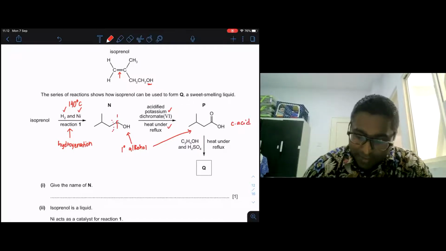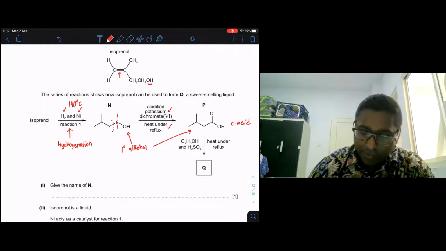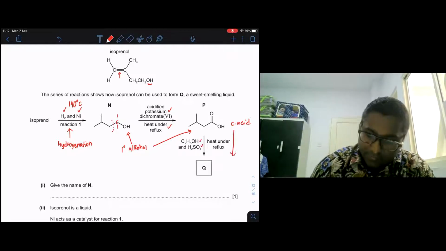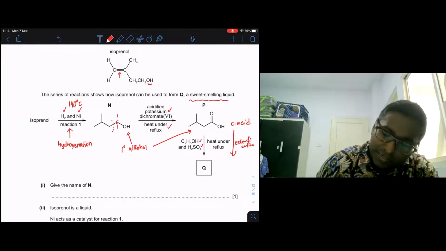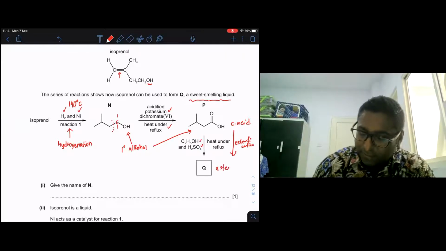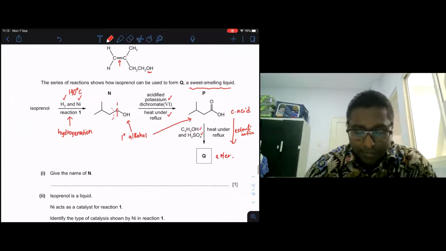Now, this carboxylic acid, when you heat under reflux with alcohol and sulfuric acid, what happens? Definitely this is going to be esterification. How do I know it's esterification? They already mentioned it's a sweet smelling liquid, so definitely this is an ester. Give the name of N.